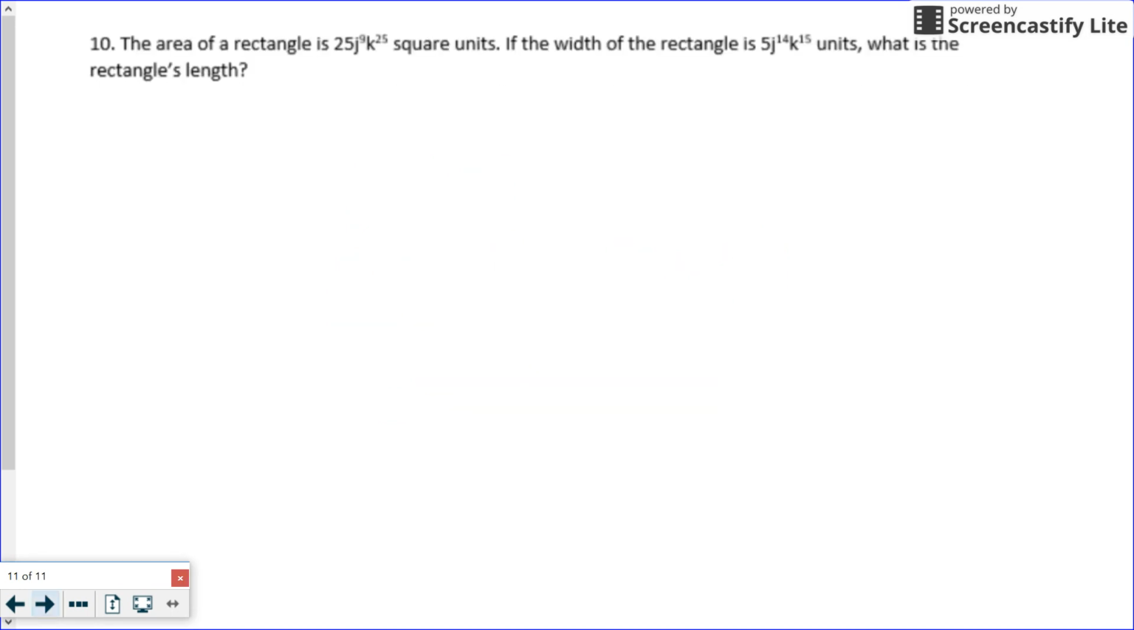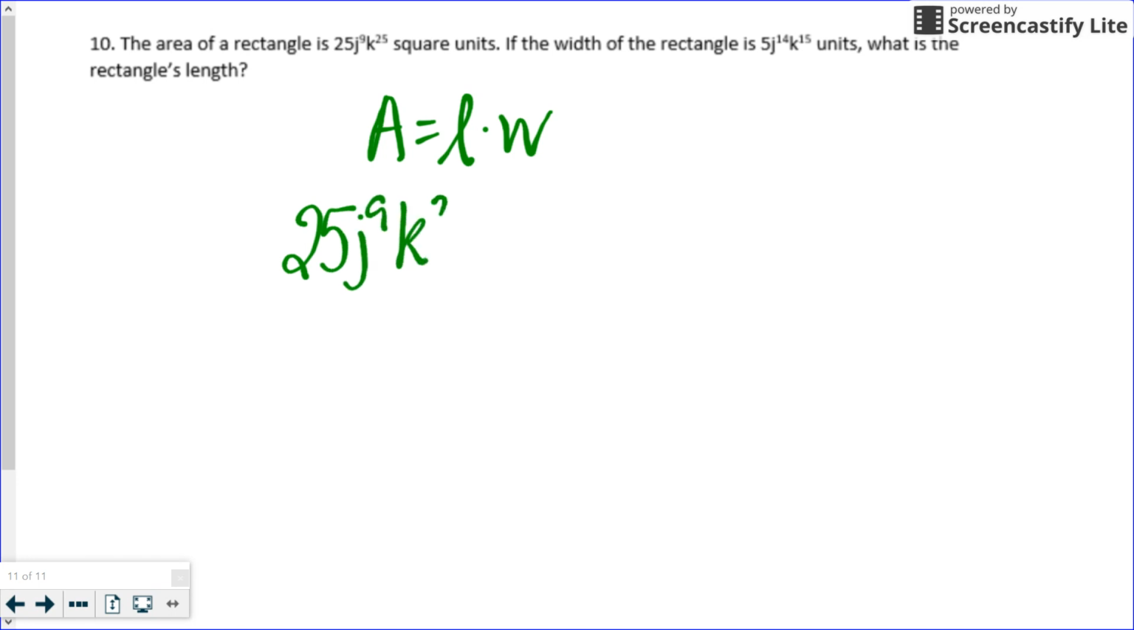Last question, number 10. This time they give us the area. So again, we still have an area of a rectangle. Area is length times width. But this time they're giving us the area, which is 25j to the 9th, k to the 25th. We don't know the length. They're giving us the width of 5j to the 14th, k to the 15th. So just like yesterday, they're giving us the area and one of the sides of this rectangle. We've got to go find the other side.